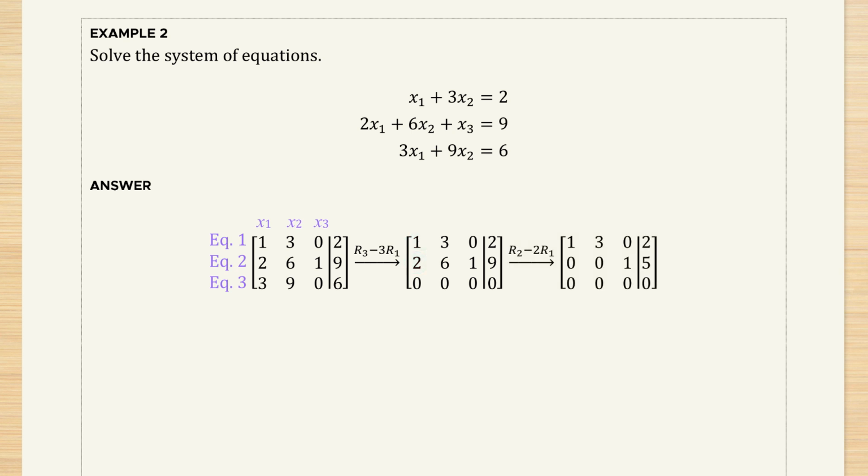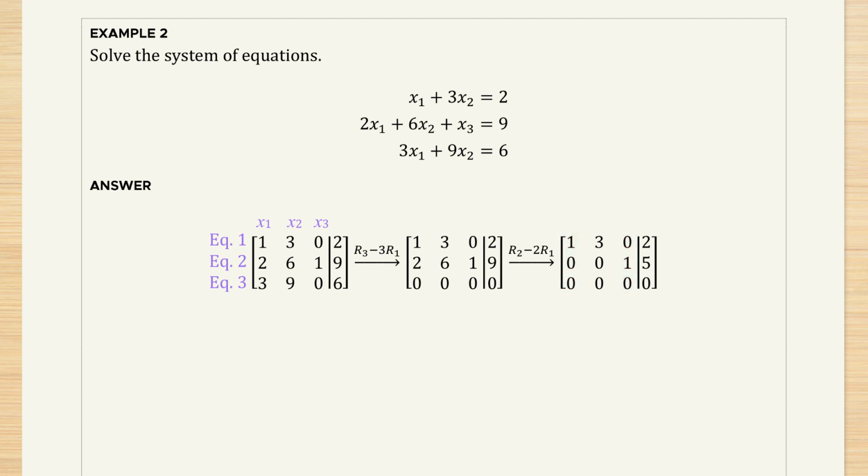Row 2 minus 2 row 1. 2 minus 2 times 1 is 0. 6 minus 2 times 3 is 0, 1 minus 2 times 0 is 1, and 9 minus 2 times 2 is 5. This augmented matrix is now in reduced row echelon form. Non-zero rows have a leading 1, and columns with a leading 1 have zeros everywhere else in those columns.